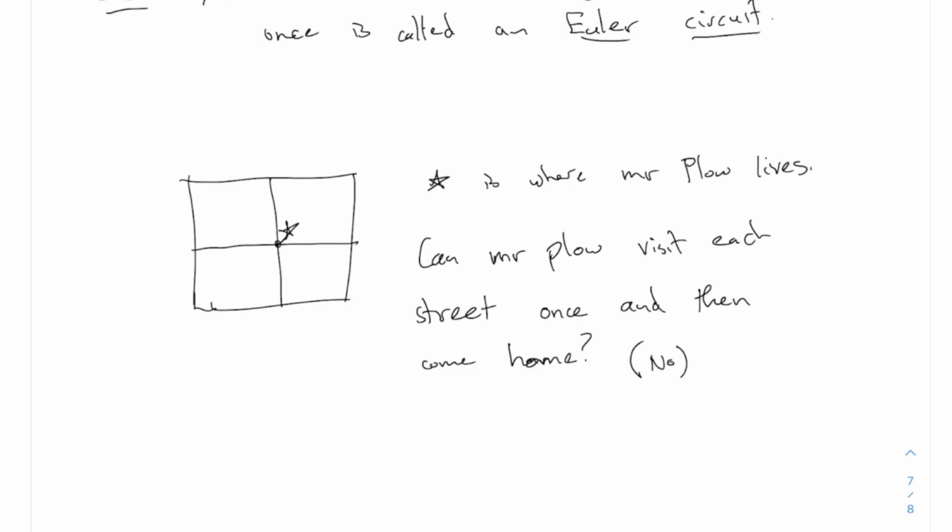Euler figured out a very easy way to decide the answer to a question like this in any graph that you can imagine. I'm going to tell you how to figure this out in all cases, but I don't think we quite have time. Let's just look at a simple example. Here's another, perhaps more interesting, example.